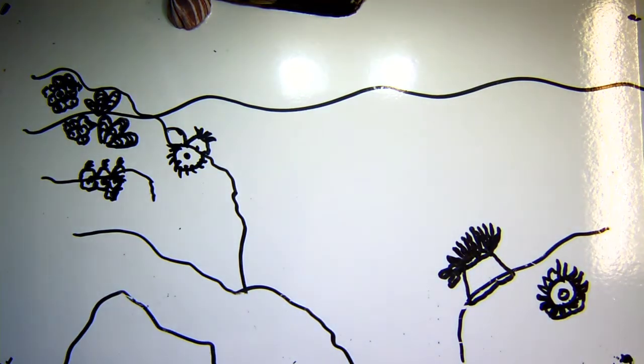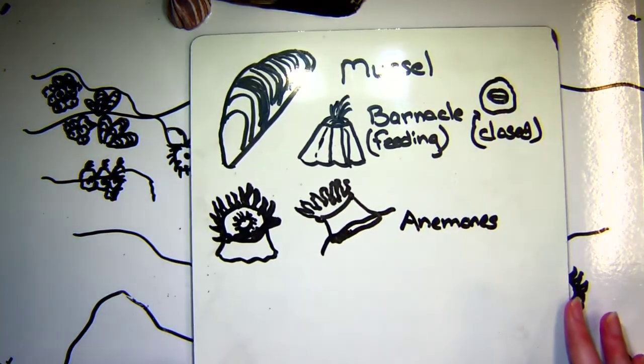All right, now, Dana and Darian also said anemones. Dana and Darian, I like what you're thinking. And somebody asked, do crabs live in tide pools? Well, yes, they do. And somebody also said, do snails live in tide pools? And yes, they do. Both of those are great examples of animals that live in a tide pool.